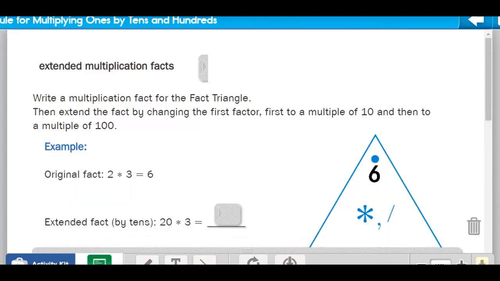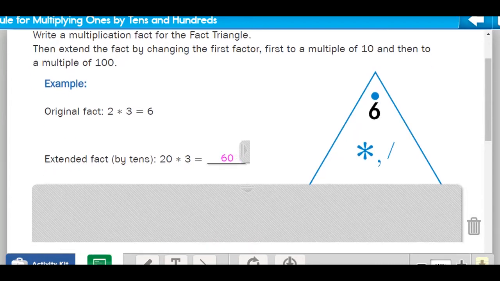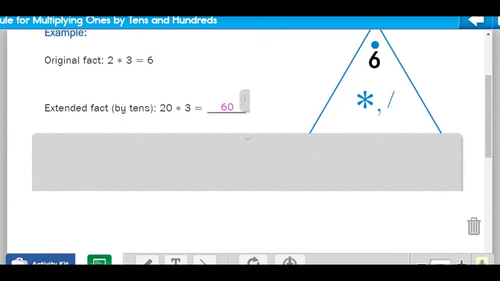Their example is 2 times 3. That's the original fact, equals 6. So the extended fact, they extended it by 10, so we go 20 times 3. Well, remember in our class, we talk about friendly numbers. So we go 2 times 3 is 6. Then we count how many zeros? 1 zero. So that gives us 60.